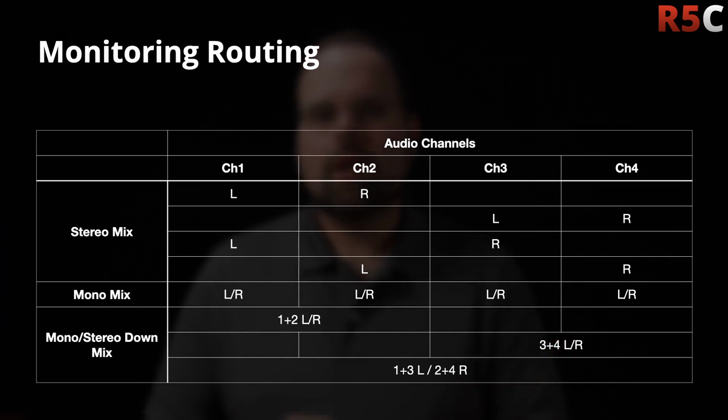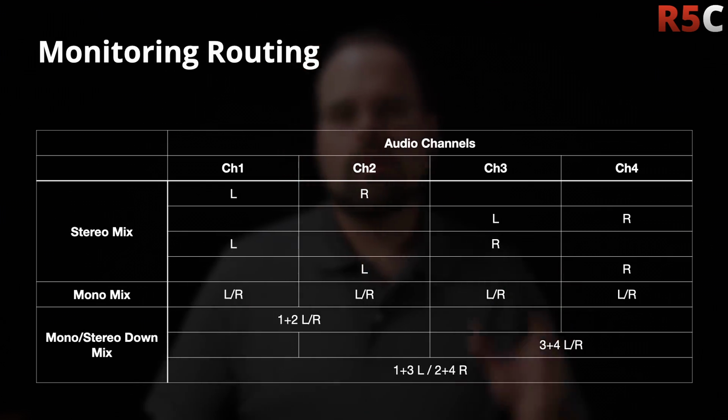The second option is a straight mono mix. So the channel that you select, 1, 2, 3, or 4, is sent to both the left and right headphone outputs. The final option, and pretty much the only way you can monitor all 4 channels on the camera simultaneously, is through the mono stereo mixdown solution.